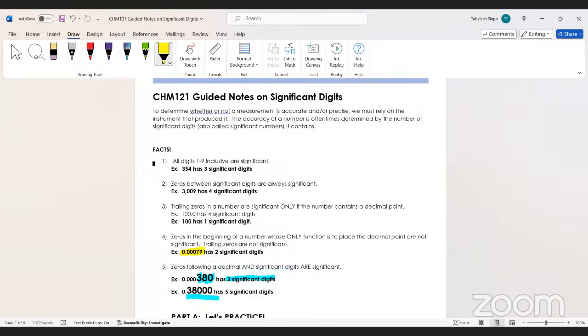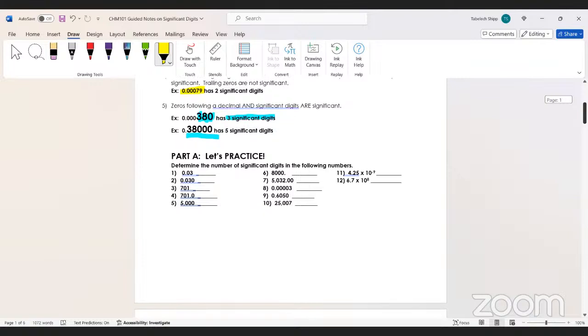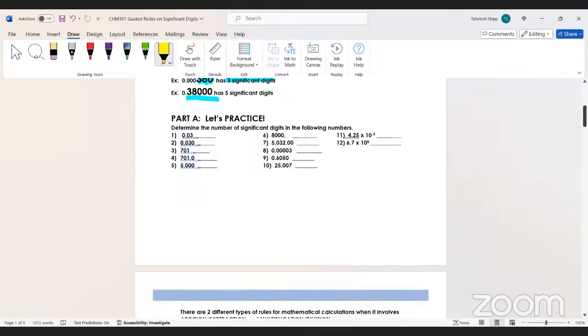So what I'm going to do now is go through an example problem with you all that highlights this, okay? And here are some examples here.